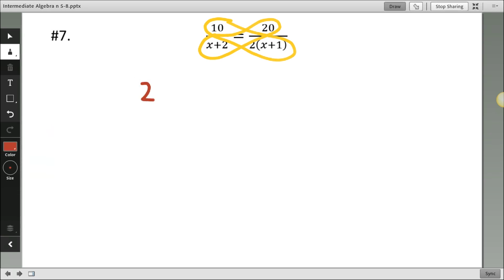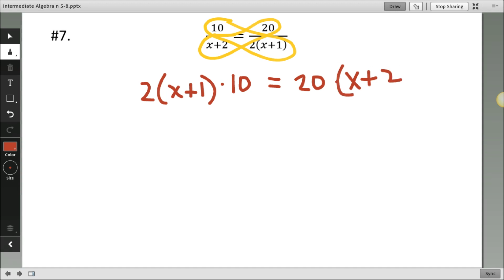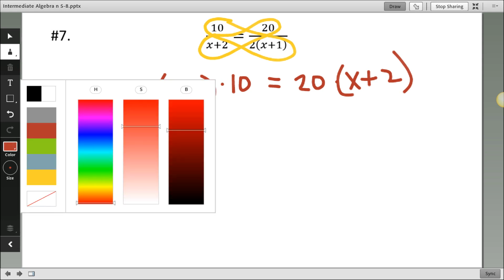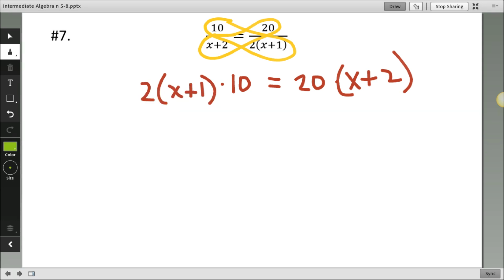So I've got 2 times (x plus 1), and I'm multiplying that by 10. And on the other side, I've got 20 times (x plus 2). Don't forget your parentheses, because that helps you remember that you're going to need to distribute. So now at this point, I've got 2 times (x plus 1) times 10. Well, I can multiply these numbers using the commutative property.